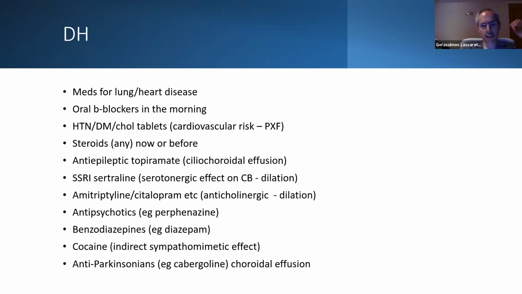Similarly, antipsychotics and benzodiazepines have a weaker anticholinergic effect. Cocaine can also cause dilation, and medications for Parkinson's disease can cause secondary angle closure.